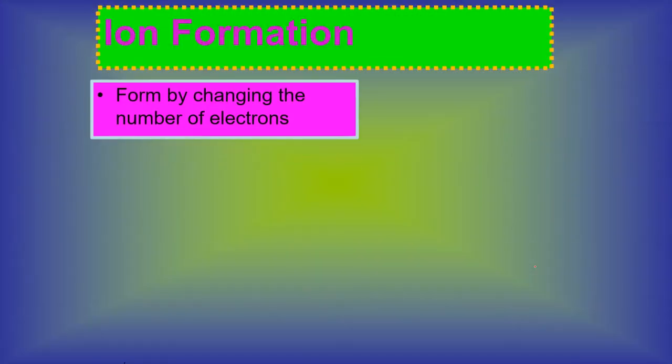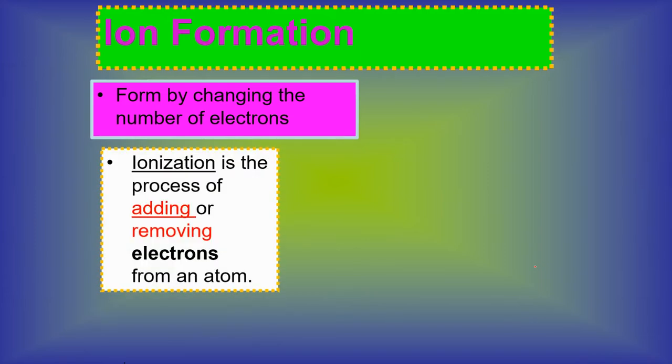All right. So ions are formed by changing the number of electrons. Ionization is the process of adding or removing electrons from an atom.